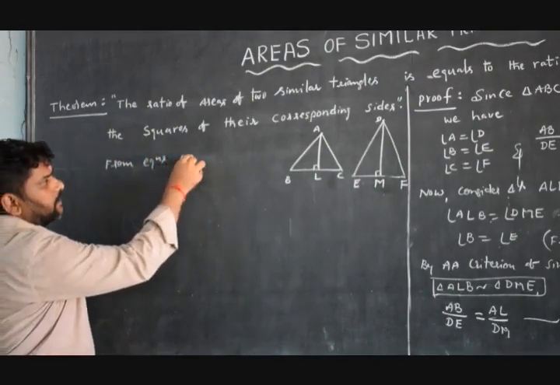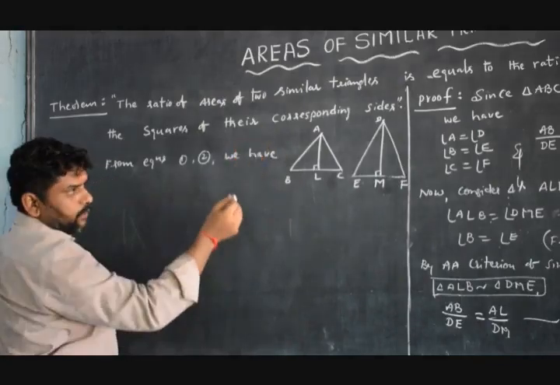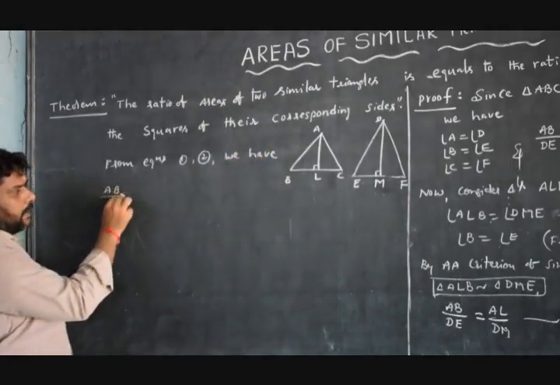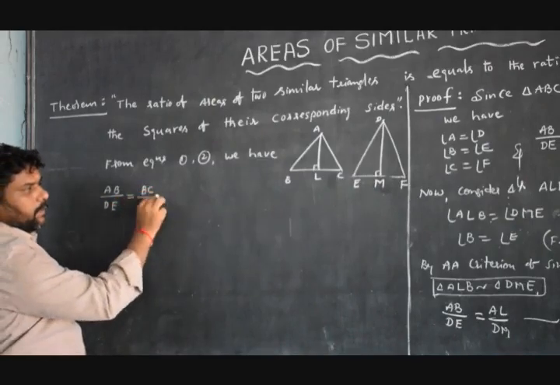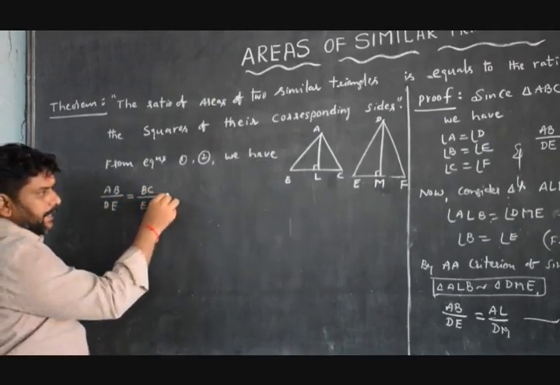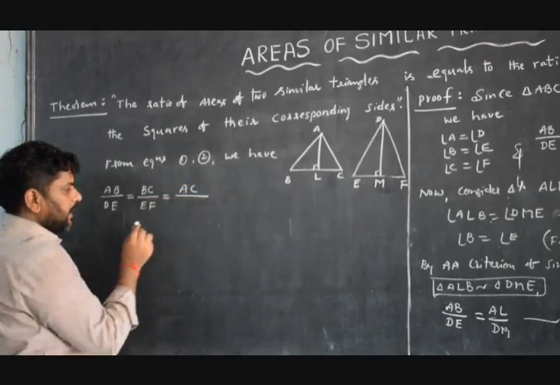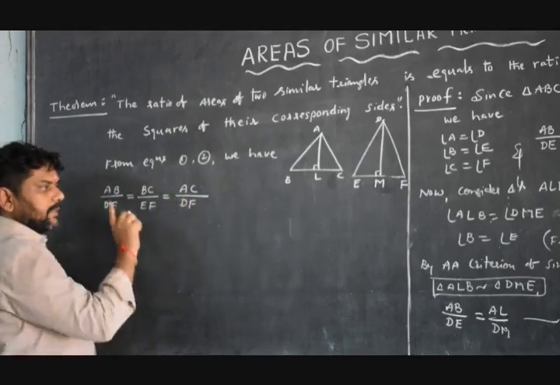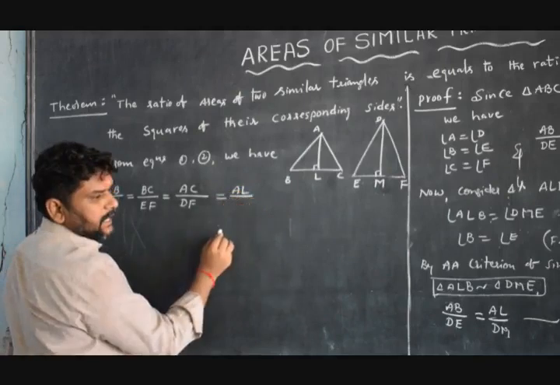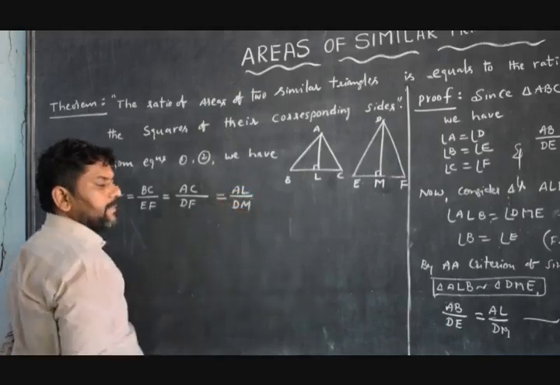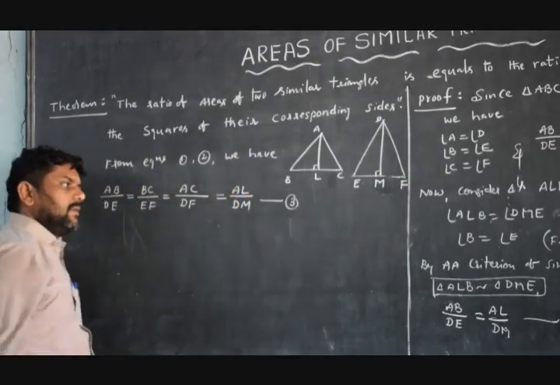From equations 1 and 2, we have AB by DE is equal to BC by EF is equal to AC by DF, which is equal to AL divided by DM. This is given as equation 3.